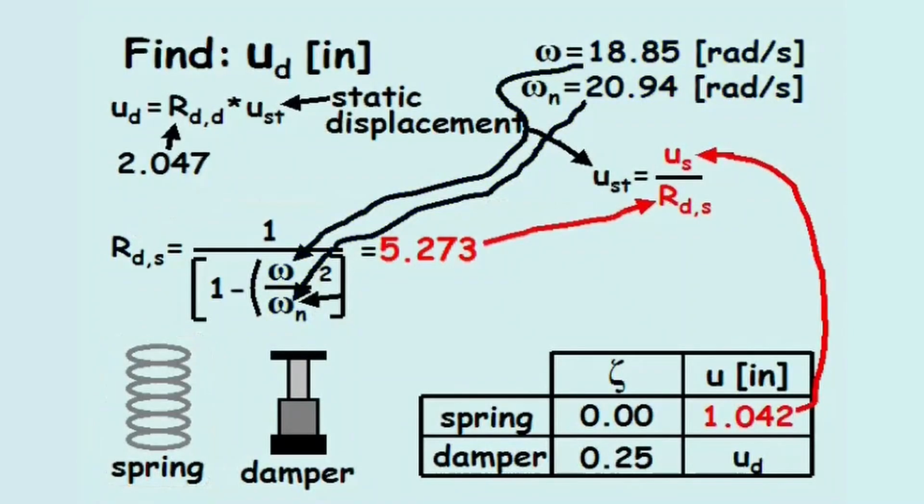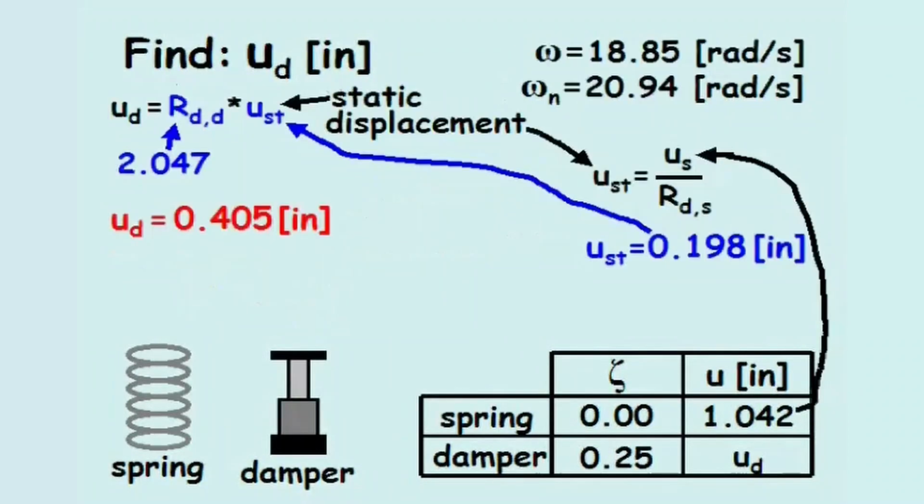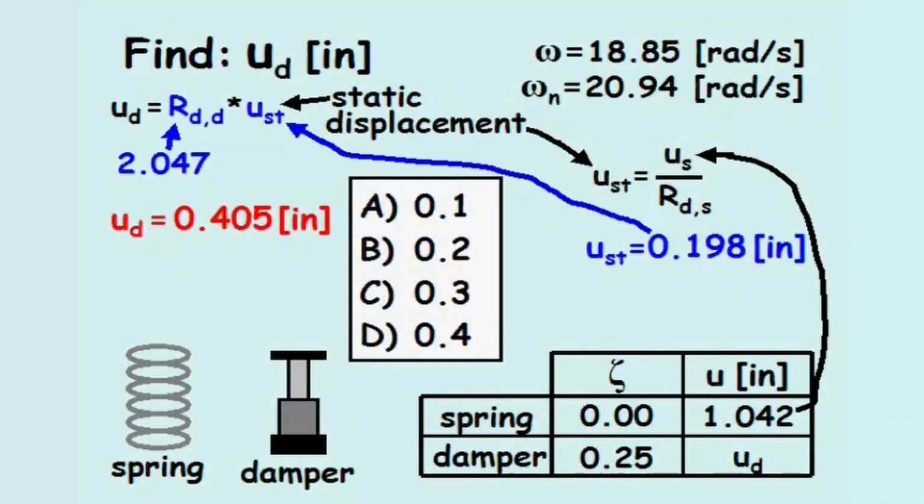Therefore, the value of the static displacement calculates to 0.198 inches. Plugging 0.198 inches into our equation for the damped displacement, we find the damped displacement equals 0.405 inches. When reviewing the possible solutions, the answer is D.